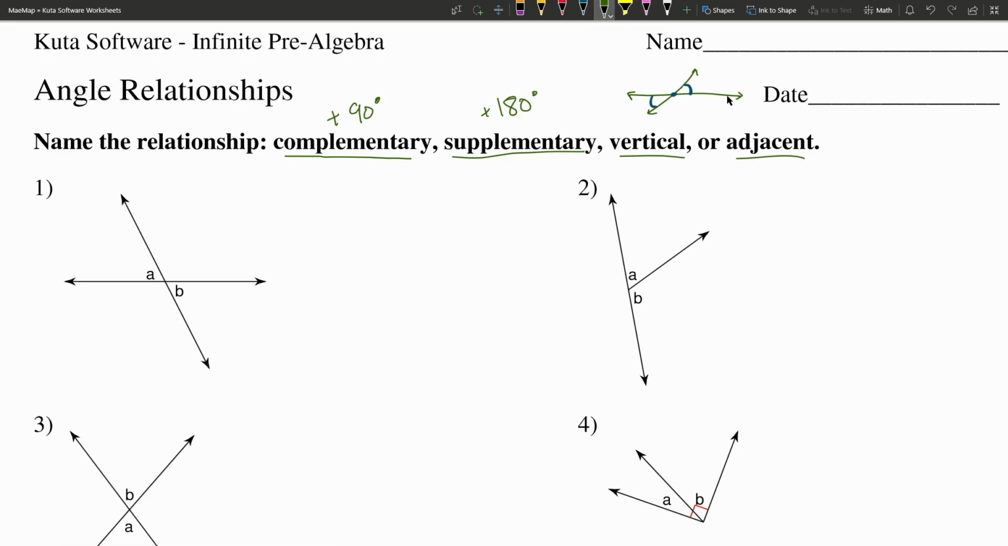Now, adjacent angles share a common vertex and also a side. So adjacent angles would be here and here because they share this side. Those are adjacent. So you can think of another word to describe it as angles that are next to each other, where they share that common side. So let's dive into these examples, naming the relationship.